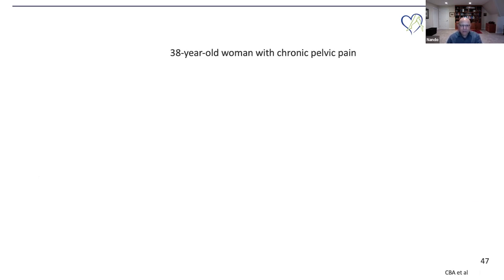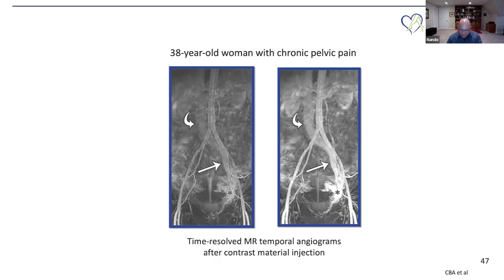The final pitfalls, a 38-year-old woman with chronic pelvic pain. These are sequential MR angiograms at 13 seconds and 18 seconds after contrast injection. Notice the early filling of this tangle of vessels, which represent arteries, and the drainage away from this tangle via this enlarged vein. Notice that the IVC fills in early and that there is absence of dilated gonadal veins. And this case represents a pelvic arteriovenous malformation.